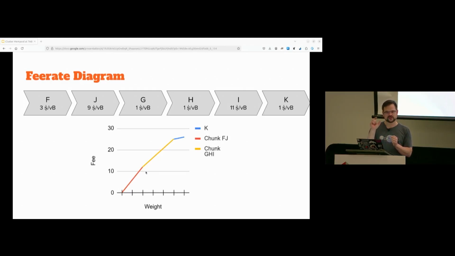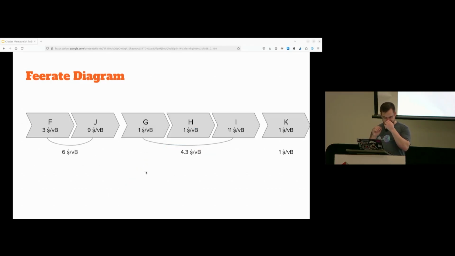So we have chunked F and J together into a single package. We have chunked G, H, and I together in a single package. And K has a terrible fee rate and is all by itself in the last chunk, K, right? So even though we now had originally 6 transactions in our cluster, the way it'll be picked into the block will actually only be 3 chunks. Cool? All right. So we've linearized our cluster.